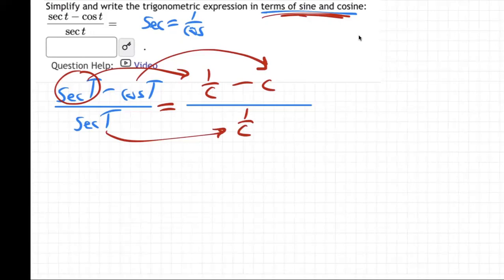Okay, now what do I do with this? Notice I've got fractions over fractions, right? What do we always do with fractions over fractions? Now you might think, well, we grab this guy and flip it up. Well, not when you've got adding, subtracting.